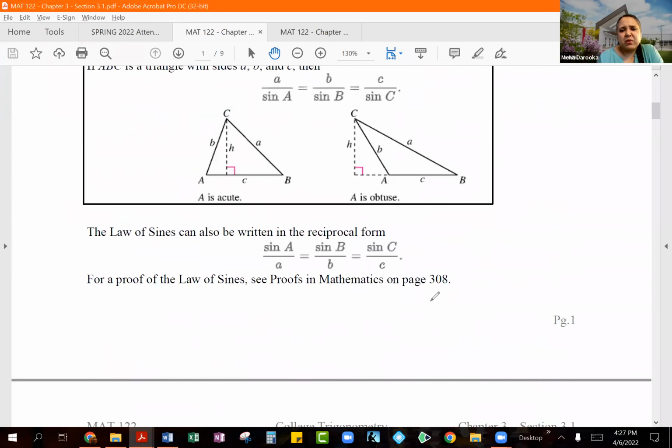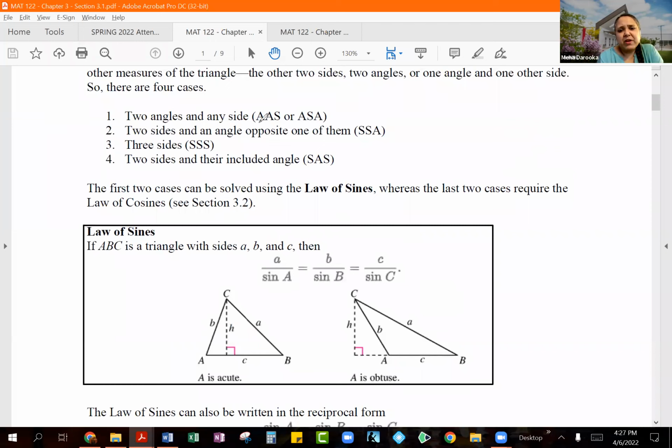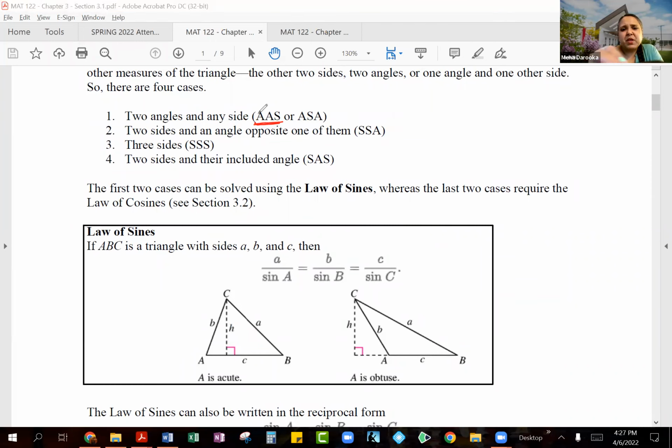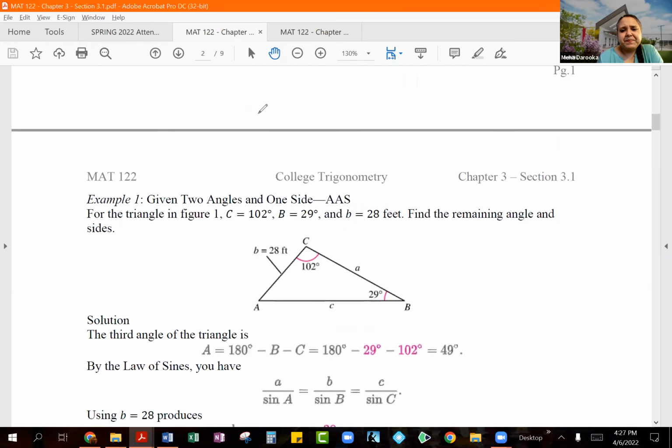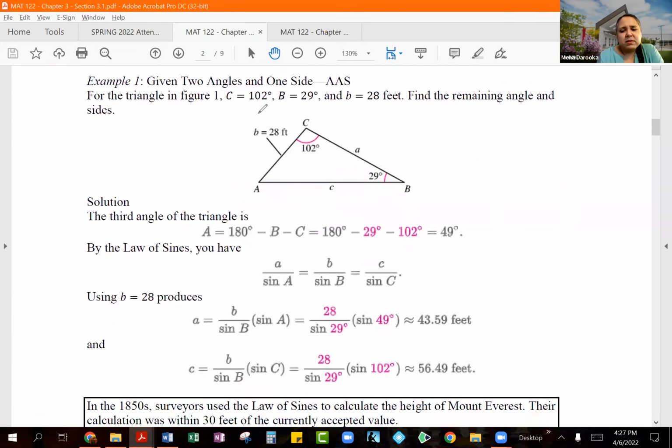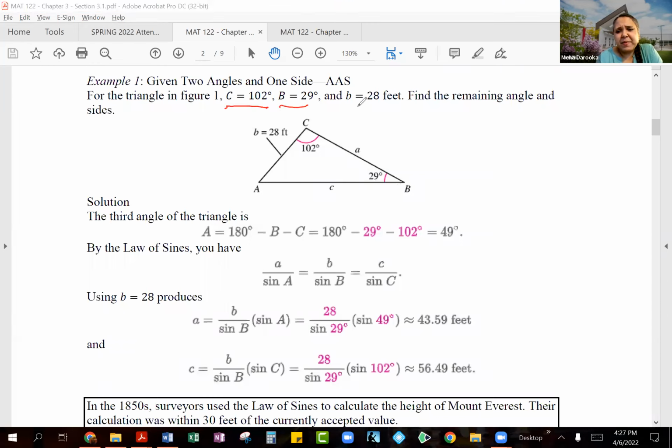In this one, we are going with the first case, where you have the AAS. You're given two angles and any side. Again, you have your triangle over here. You can see we are given angle C, angle B, and one of the sides. Angle C is 102, angle B is 29, and you are given side b, which is across from angle B. Those are the three values that are given to you. So, again, guys, use the information that you already have.